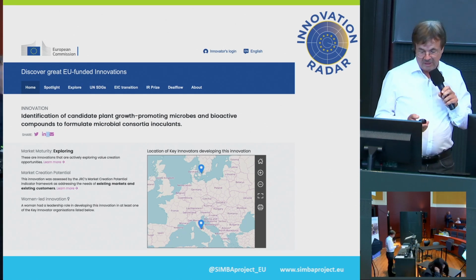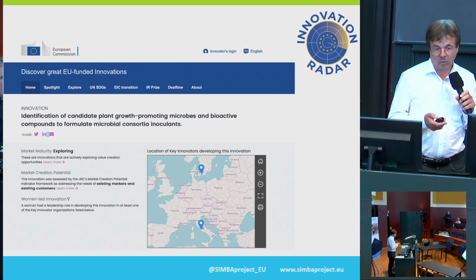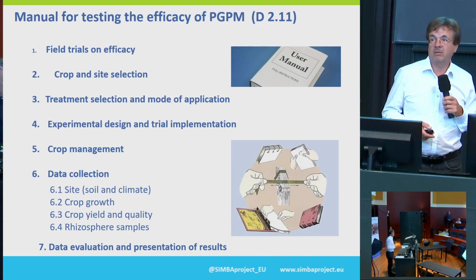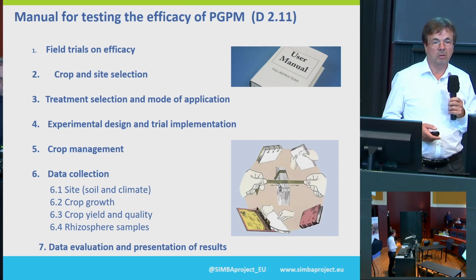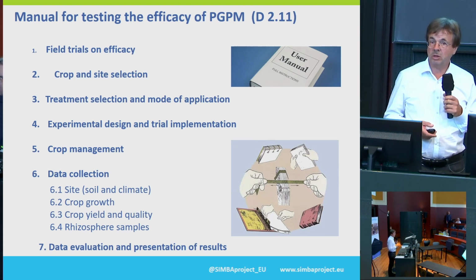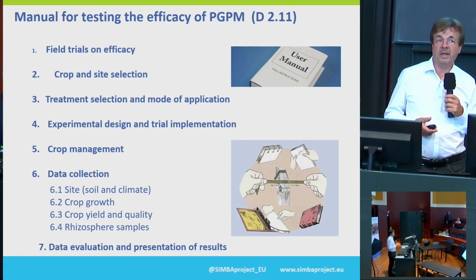Good morning to everybody. I would just like to shortly highlight one of the final outputs of Work Package 2, which is a manual for testing the efficacy of PGPM applications. That's deliverable 2.11. And just as a background, if you have a plant protection or crop protection agent that is admitted in the European Union, you will have to test it according to the EPPO guidelines, the European Plant Protection Organization, and they give clear indications how the trials, the field trials, should be done.